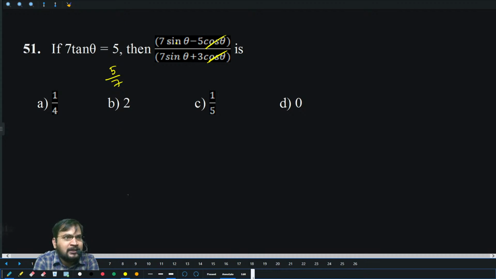Then sin by cos is tan, 7 into tan theta. Tan theta is how much? 5 by 7 minus, 7 gets cancelled. 5 minus 5, 0 by something. Your answer is 0.